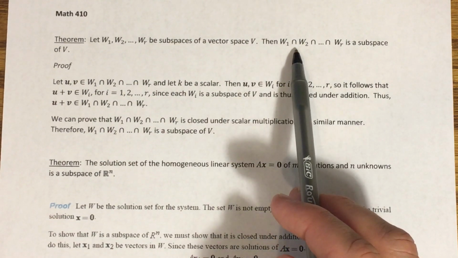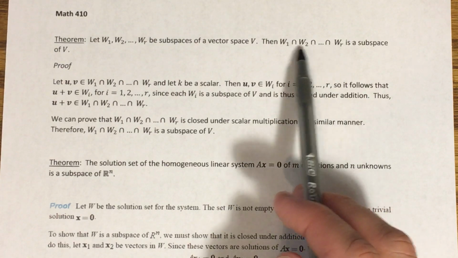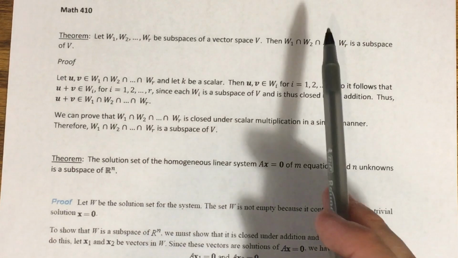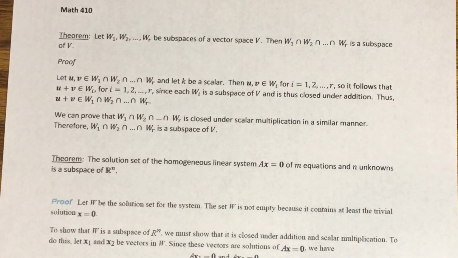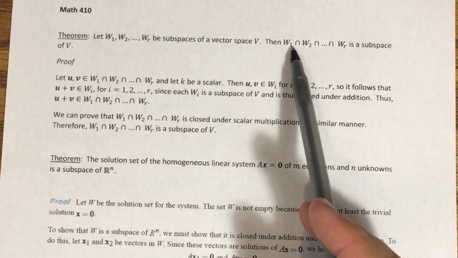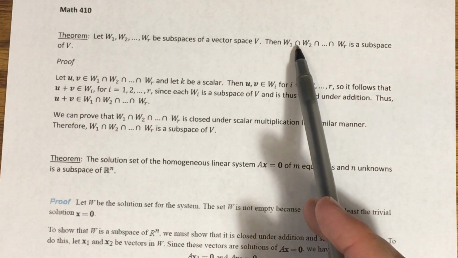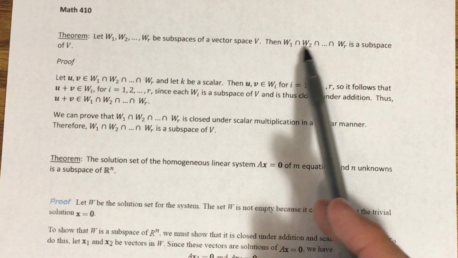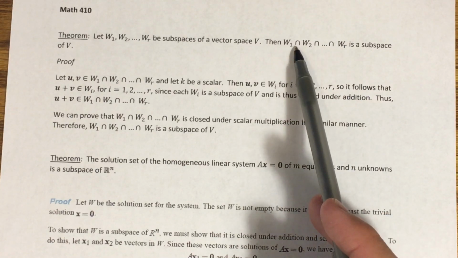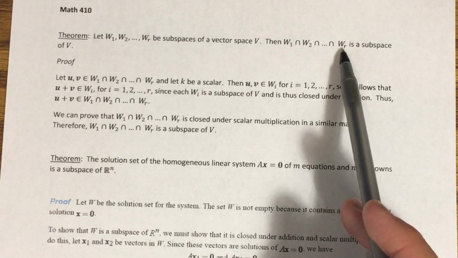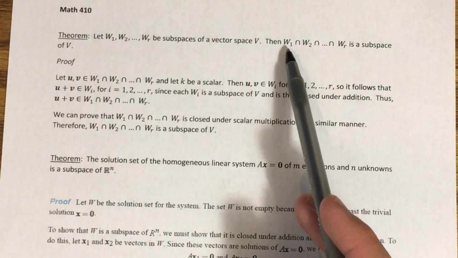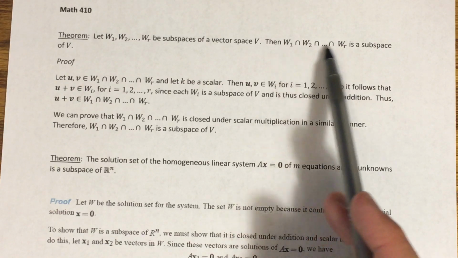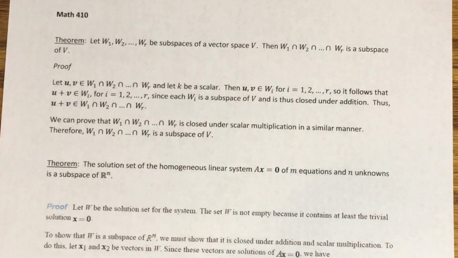Now remember, back in our preliminary section, we talked about what this operation means. The intersection of two sets is a set containing everything that these two sets have in common. That definition extends to an intersection of any number of sets. So when we talk about W1 intersect W2 all the way to WR, we're talking about a set that contains everything that all of these subspaces have in common.